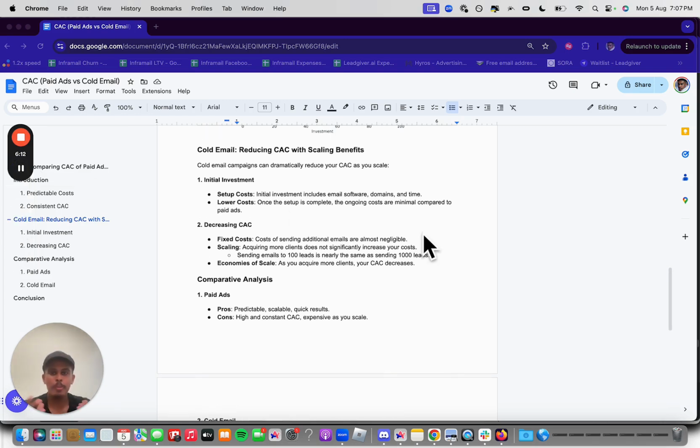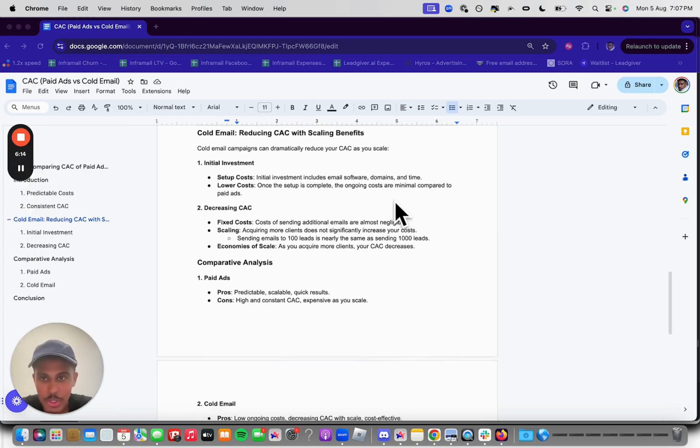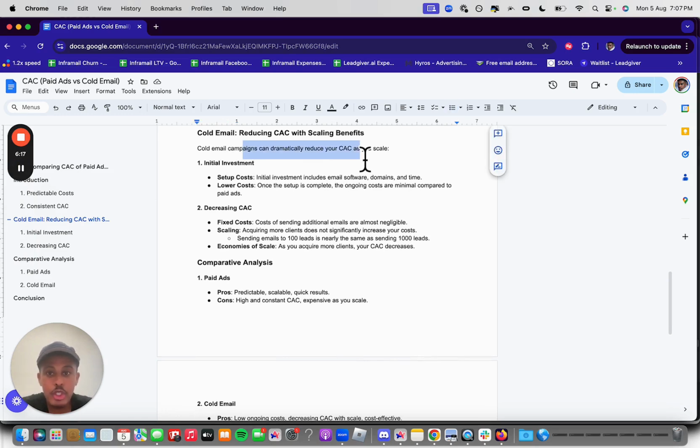So now we want to talk about reducing CAC with scaling benefits using cold email, okay? Cold email campaigns can dramatically reduce your CAC as you scale, right? The reason is that the initial investment is fixed. I'm not going to say fully fixed, because if you want to send more emails, it will incrementally start to rise, but it's very minimal compared to paid ads. So the setup cost, the initial investment, includes email software, domains, and some time. If you have an assistant, this is not going to be a factor for you. For me, I personally love convenience and time, so I spend money on that kind of stuff, right?